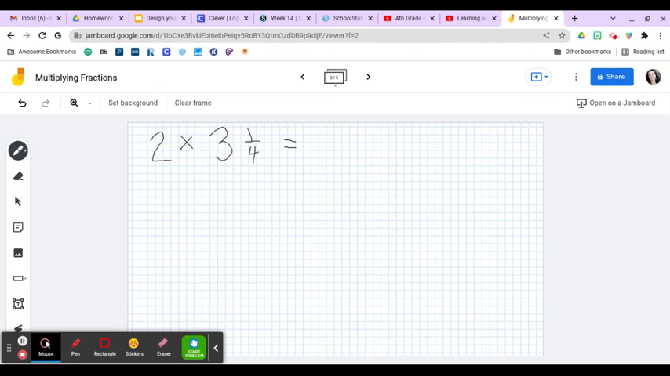I wanted to come to you today to talk about how we can multiply a mixed number times a whole number. So remember, a mixed number is a whole number and a fraction squished together. In this example, 3 1/4 is our mixed number.